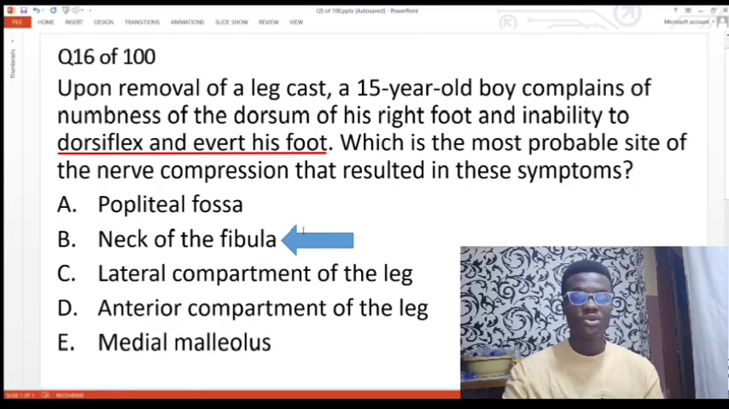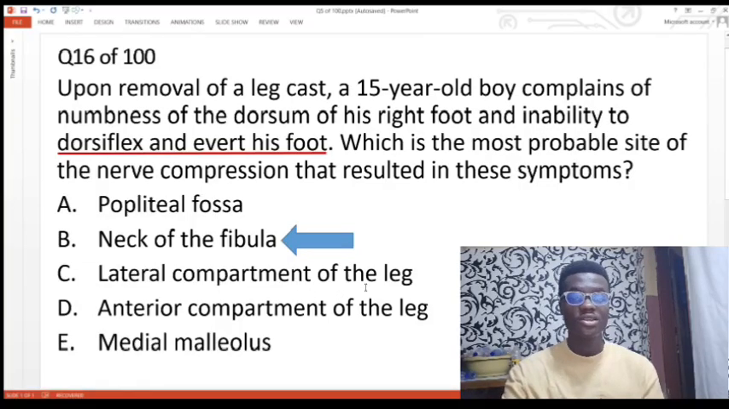Option A is popliteal fossa. The major nerve that is in the popliteal fossa is the tibial nerve. That's the superficial nerve that is present in the popliteal fossa. So compression at the popliteal fossa is going to cause a compression of the tibial nerve, basically. And the tibial nerve innervates the posterior compartment of the leg, which is responsible for plantar flexion and flexion of the toes.